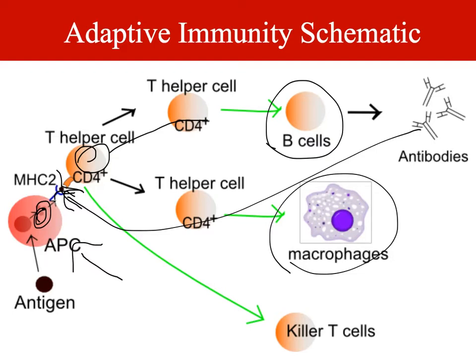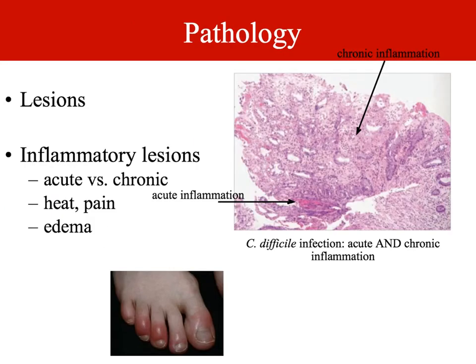And if this thing is an intracellular pathogen, it's also going to activate something called killer T cells, or CD8 positive T cells. Those are then going to do the trick where they go over to an infected cell and squirt in perforins and granzymes. Okay, so that's innate immunity and adaptive immunity.